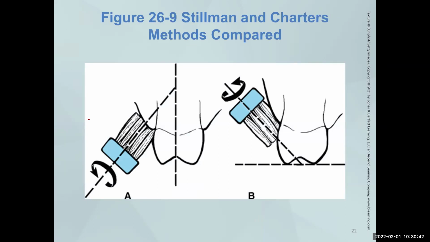So Stillman is going towards the gum. There's something called Charters, which goes towards the occlusal surface. When would you use the Charters method? Do you see an advantage of ever teaching that? And the answer is yes.